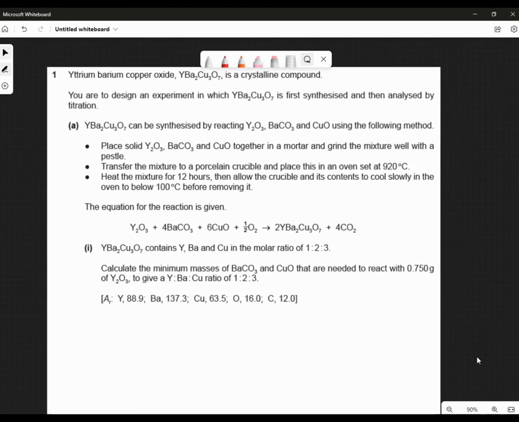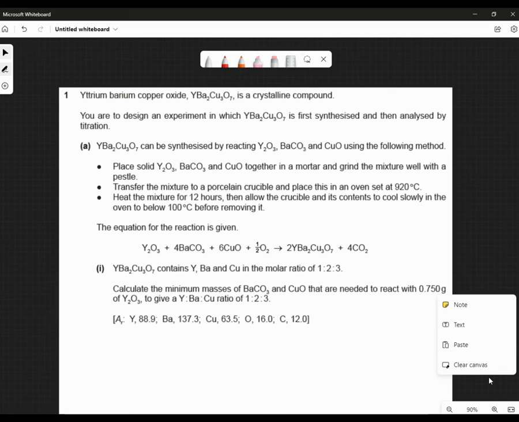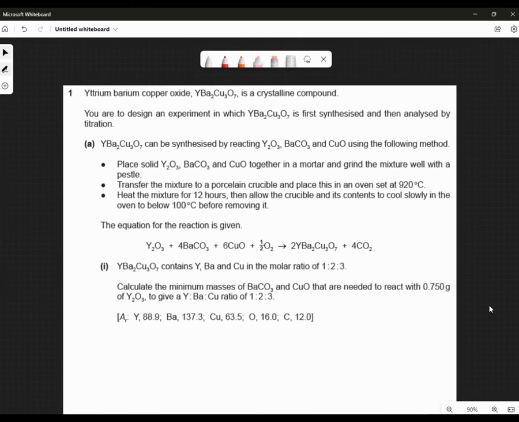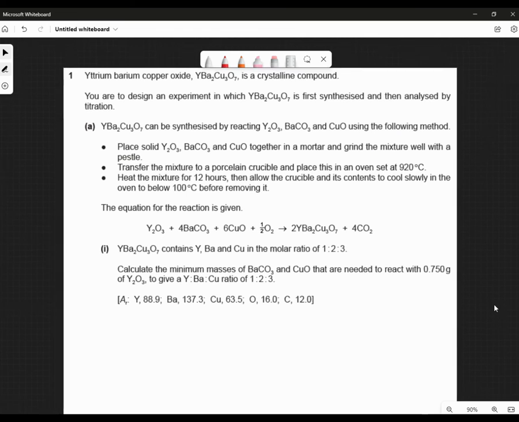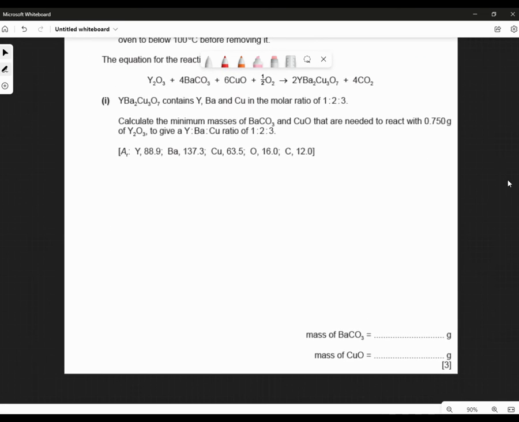Okay, this is a paper from winter 2019, paper 51, and it's obviously not the alternative to practical, it's the planning paper. There's a lot of stuff there. I'm not going to read through it all, but you've got to calculate the minimum masses of barium carbonate and copper oxide that are needed to react with 0.750 grams of yttrium oxide to give a yttrium barium copper ratio of 1:3. So we've been given yttrium oxide.